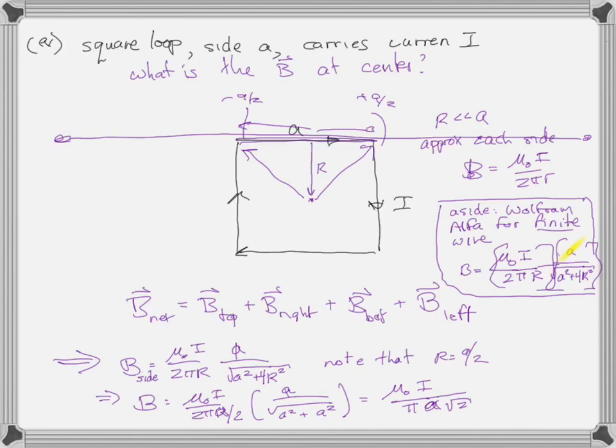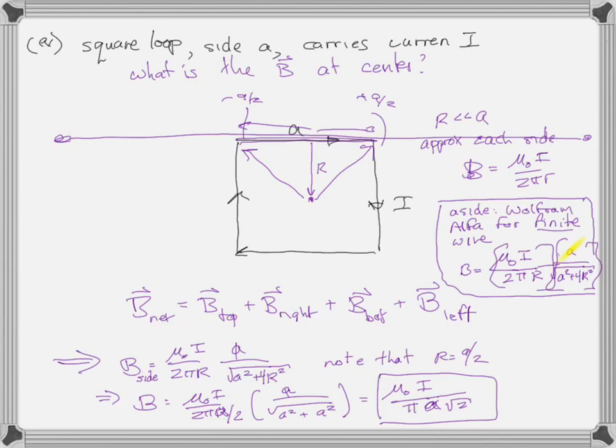Notice that R is A over 2. So when I plug in, because R is halfway, it's in the center of the square, halfway down the length of a side. When I plug in R equals A over 2, if I plugged it in correctly, I get B, the final product. B is mu naught I over square root of 2 pi A.